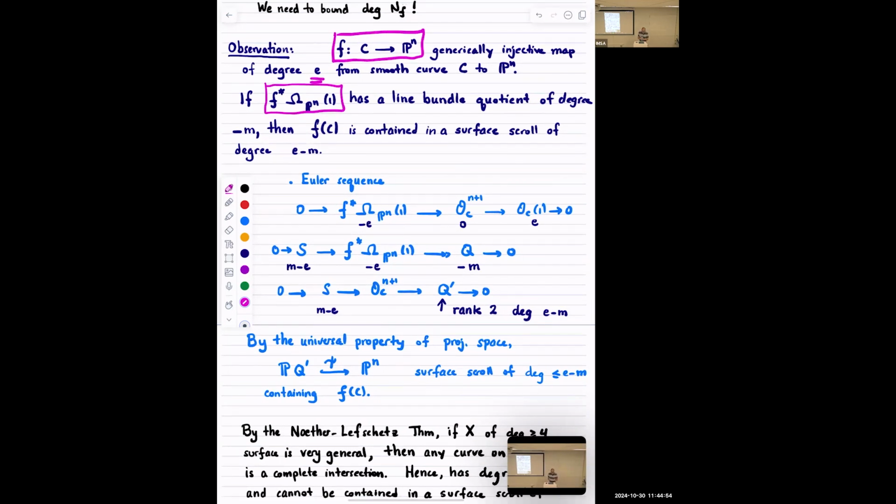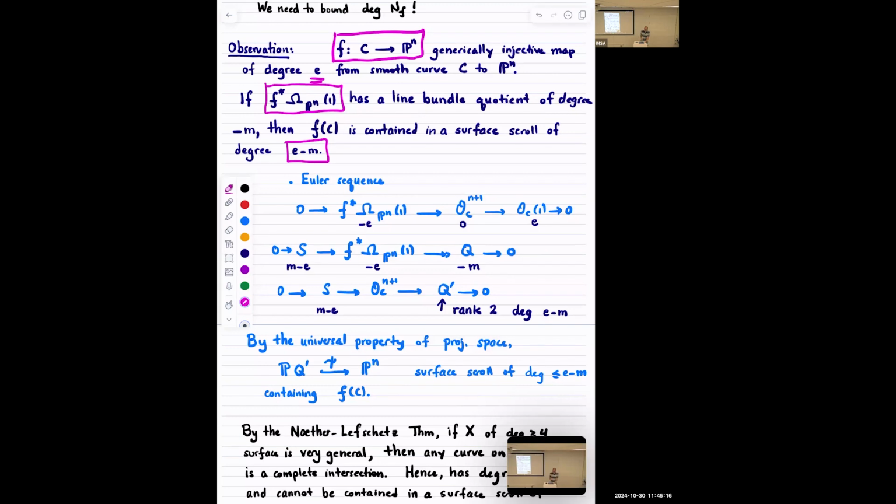Then the claim is that the image of this curve has to be contained in a scroll of small degree. Right? So there has to be a surface scroll that contains this curve, and the degree of that scroll has to be relatively small. In fact, you can say exactly what it has to be. Now, how does this come up?